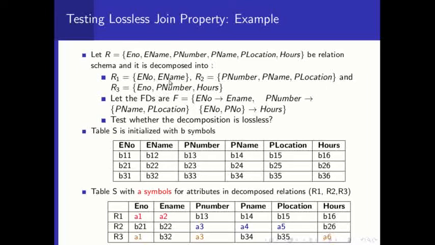The next row corresponds to the decomposed relation R2, where P number is A3, P name is A4, and P location is A5. Replace the corresponding B symbols. Corresponding to R3: E number is the first attribute, A1; P number is the third attribute, therefore A1, A3. Then next is hours. Hours is A6.